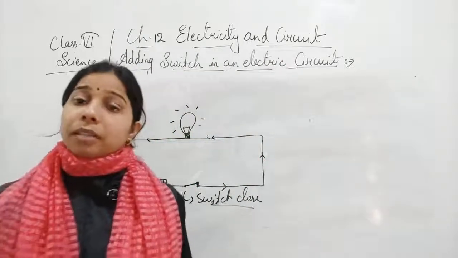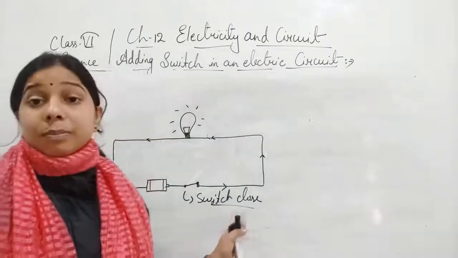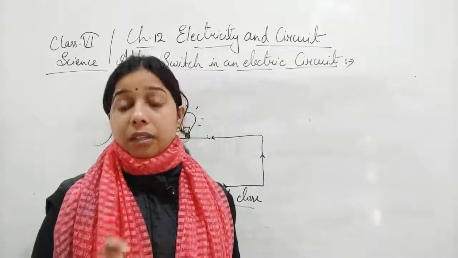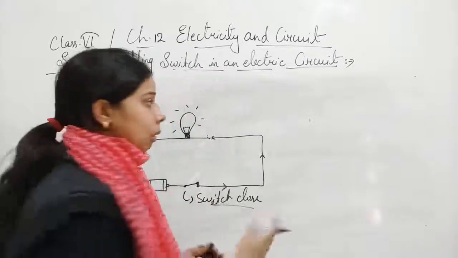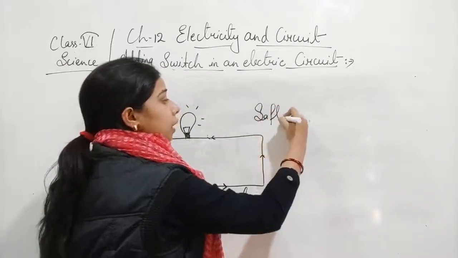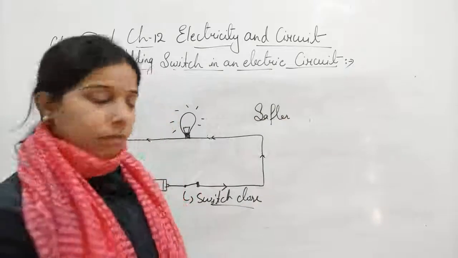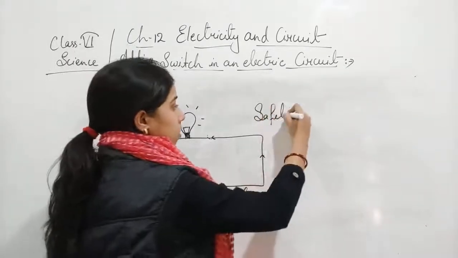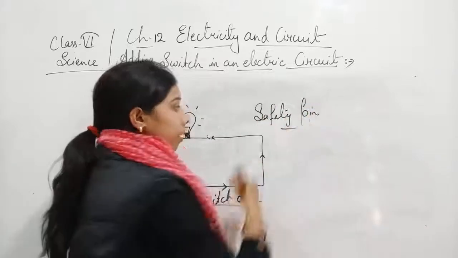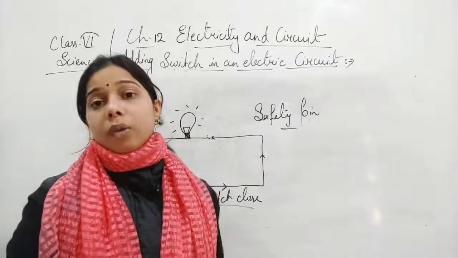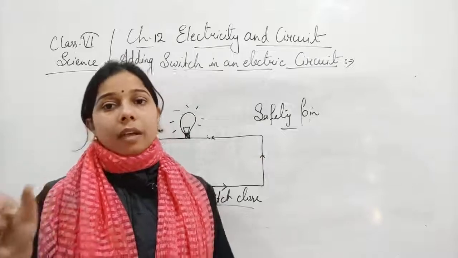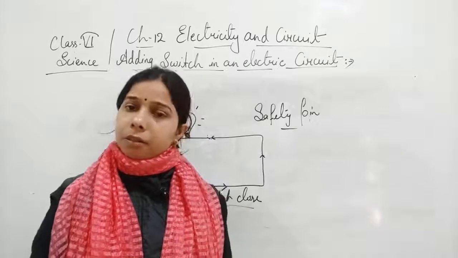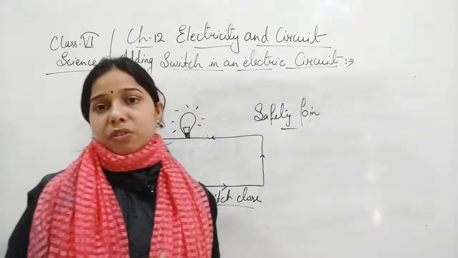Instead of using a switch here, students, if you want to make a switch, you can use any conducting thing, like a safety pin. If this safety pin is there, that will also help in completing the circuit. So that will help in opening or closing the circuit. So it will also work as a switch itself. Okay.